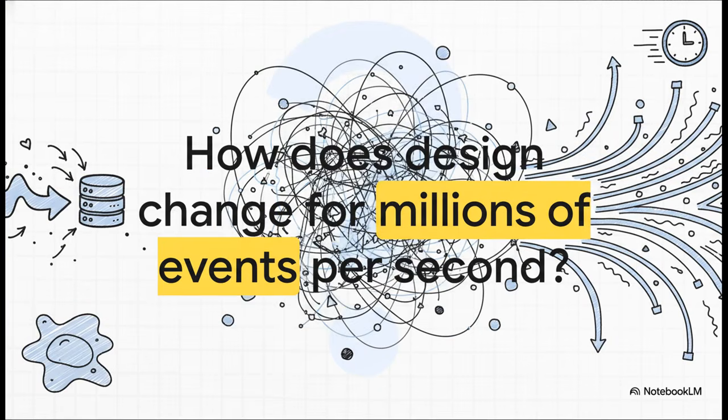So, we've traced one single request from start to finish. It was a synchronous journey. It asked a question, and it waited for an answer. But what happens when the system's job isn't to answer one question, but to process a continuous, nonstop fire hose of millions of events every second? Well, that requires a completely different kind of architecture, and that's a story for another time.